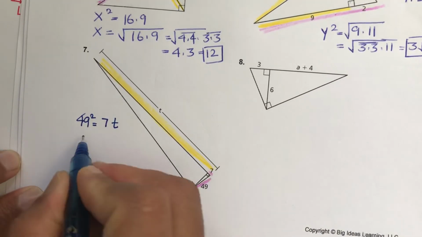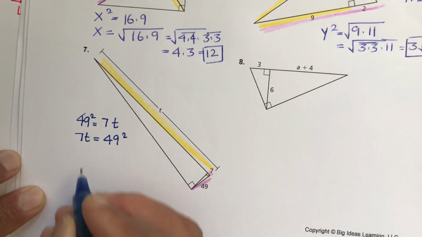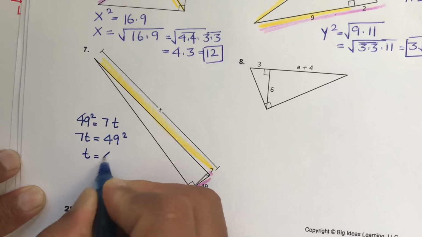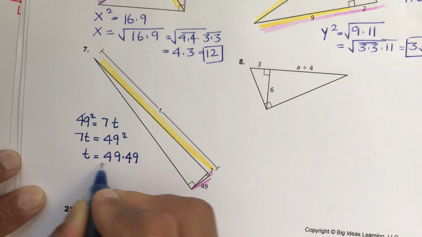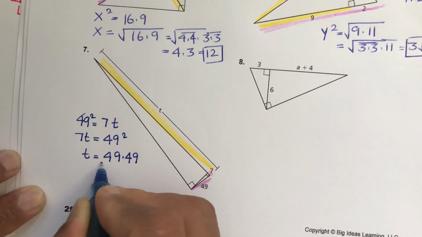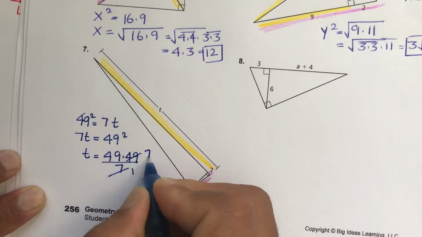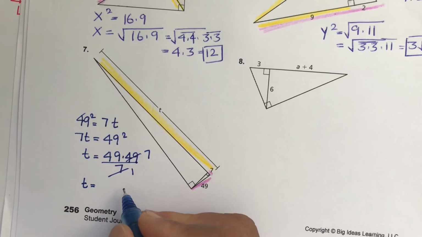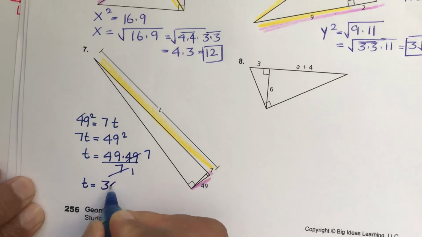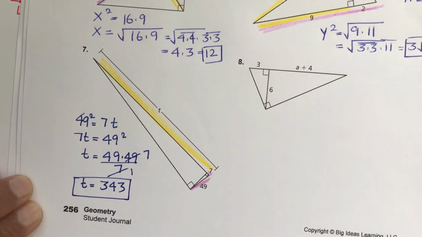All right, and let's switch the sides. It looks easier when we do it. 7t is 49 square, and t is what? 49 square can be written as 49 times 49, and divide both sides by 7, you get 7 here. You do the cross cancellation, 1s and 7s, and t, when you multiply it, your answer is going to be 343. All right, I hope you get it.